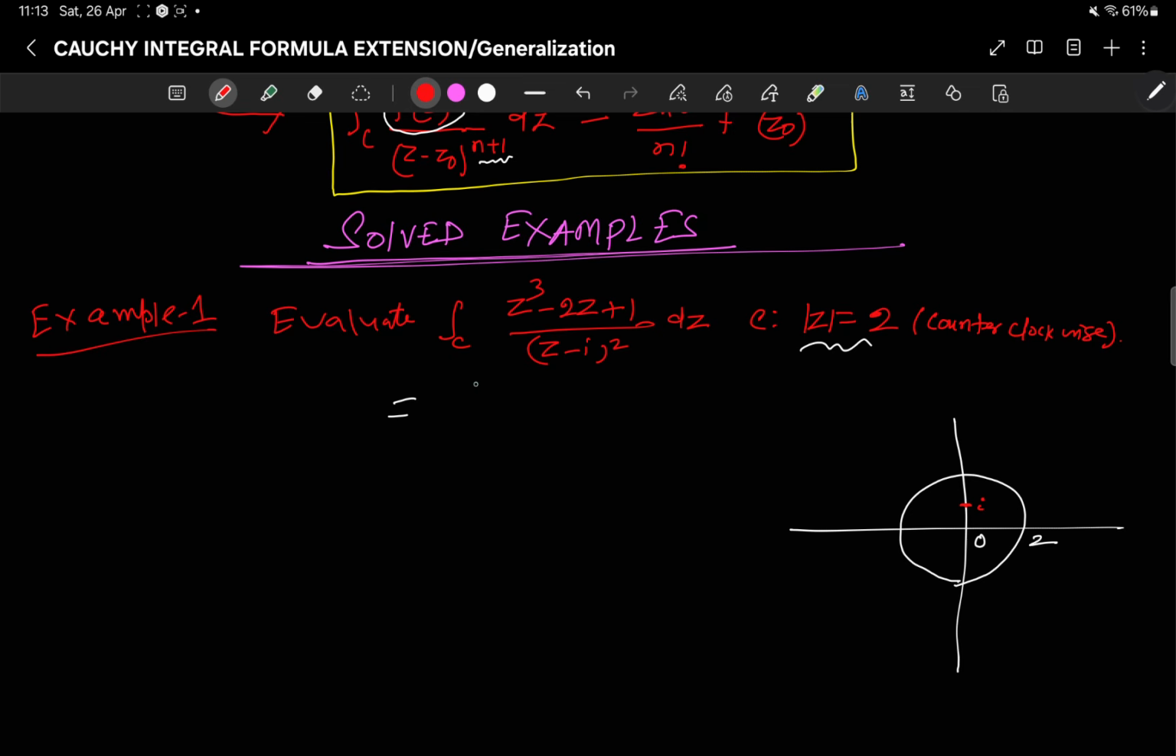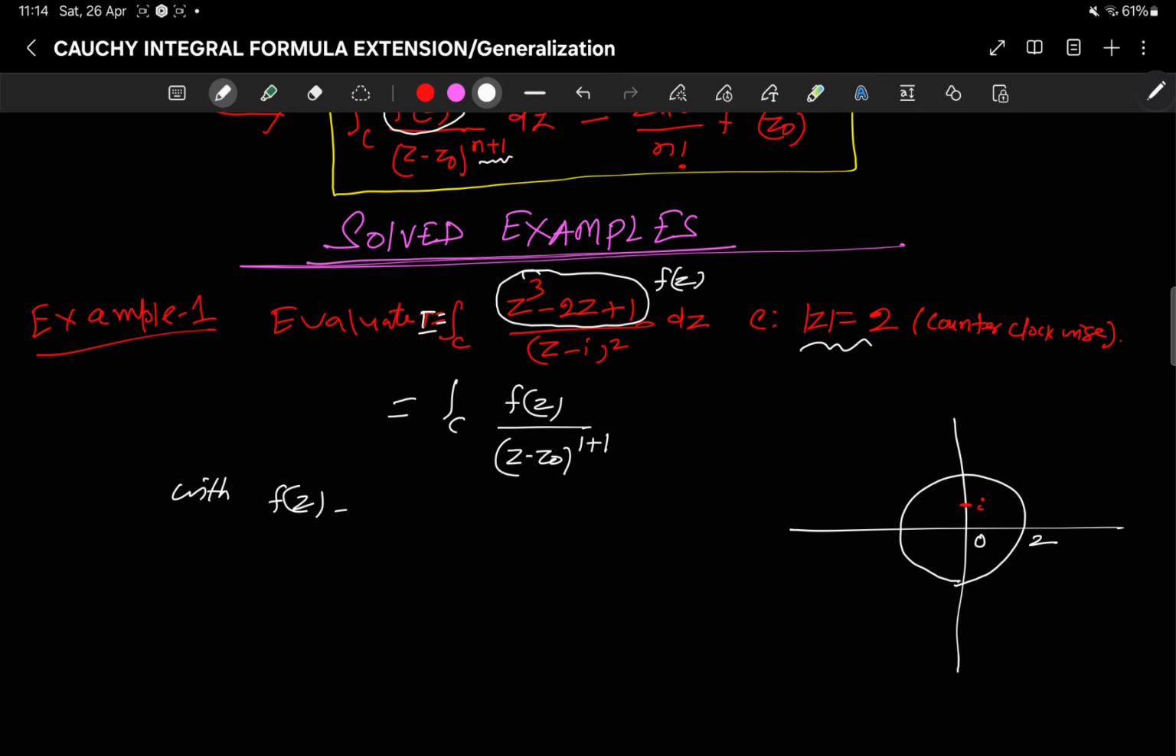Now what about my f(z)? If I write this integral I as the integral over C of f(z) by (z minus z0) to the power 1 plus 1, where the power is 1 plus 1, then this is my f(z). This f(z) is simply a polynomial: f(z) equals z cubed minus 2z plus 1, which is analytic everywhere in C.